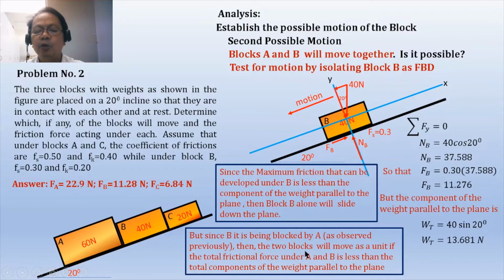Right? Then the two blocks will move as a unit if the total frictional force under A and B is less than the total components of the weight parallel to the plane. So, the force that we observed in our analysis is that block B would be moving downward if it were alone, but it is being blocked by A. So, the two blocks A and B will move only if the component of the weights parallel to the plane from A and B is greater than the sum of the frictional force developed under A and B. And therefore, what shall we do?